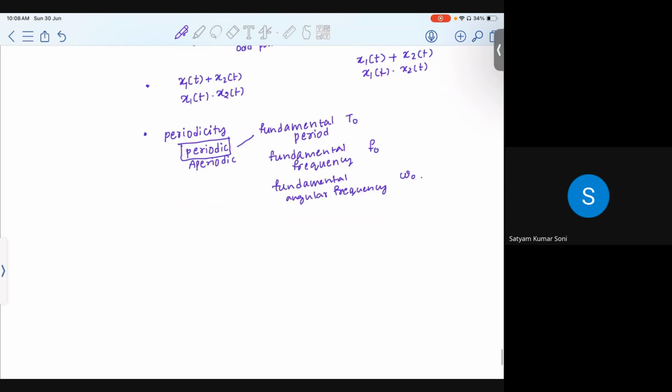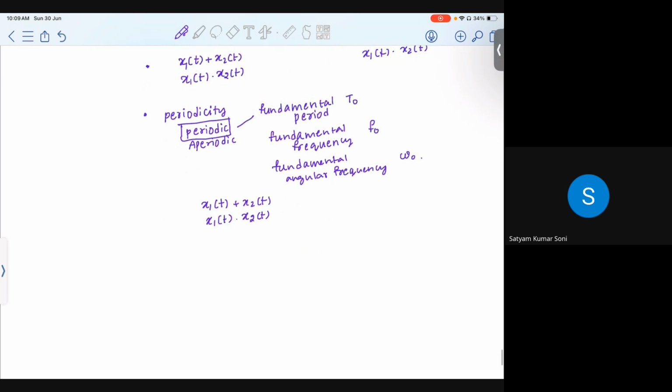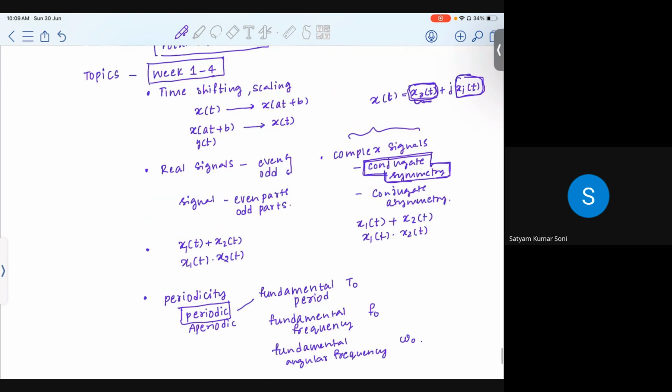And also we have seen how to find if the manipulated signal like x1 of t plus x2 of t or x1 of t times x2 of t is periodic or not, provided that the given two signals are periodic, and how to find the fundamental period of such signals. All those things we have seen in our previous lecture videos. So these are also certain things that are covered in week 1 to 4.